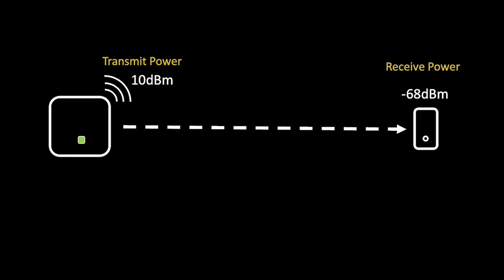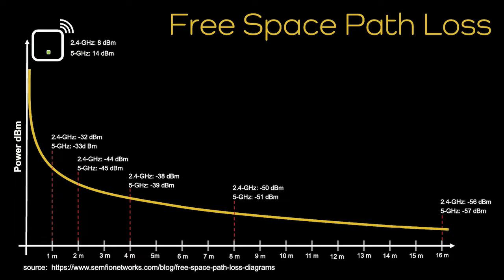So how can we calculate the loss of the signal from the AP to the client? Well, we have a very well-known algorithm for doing that. It's called free space path loss. Free space path loss is a really well-known algorithm. It's based upon something which we call the inverse square loss.